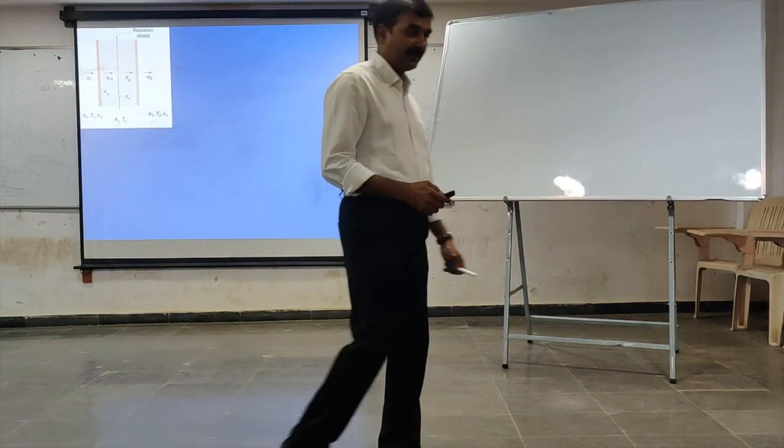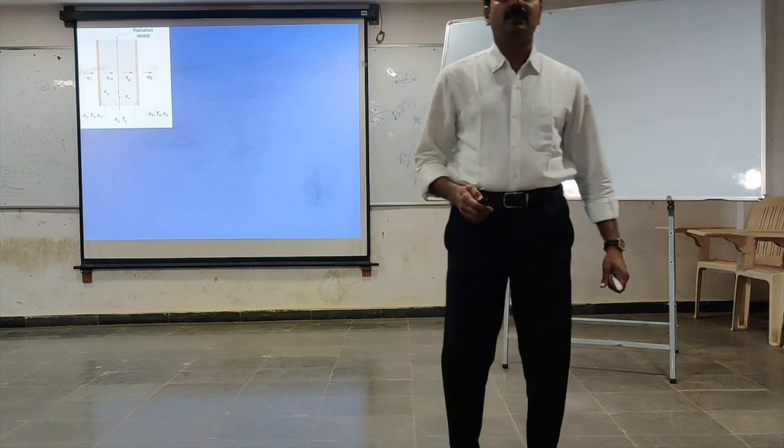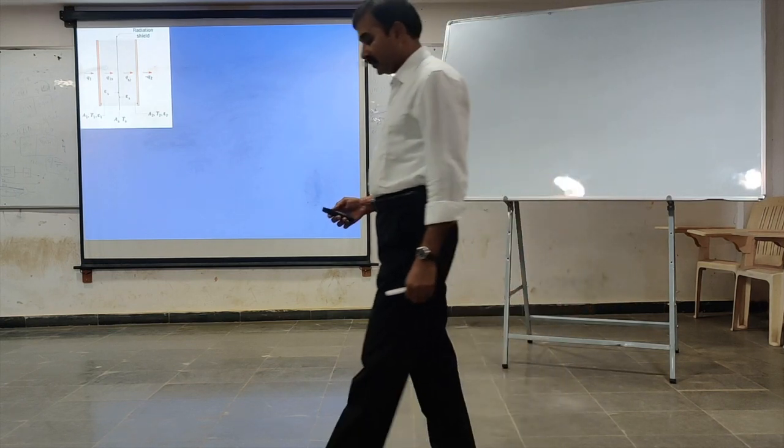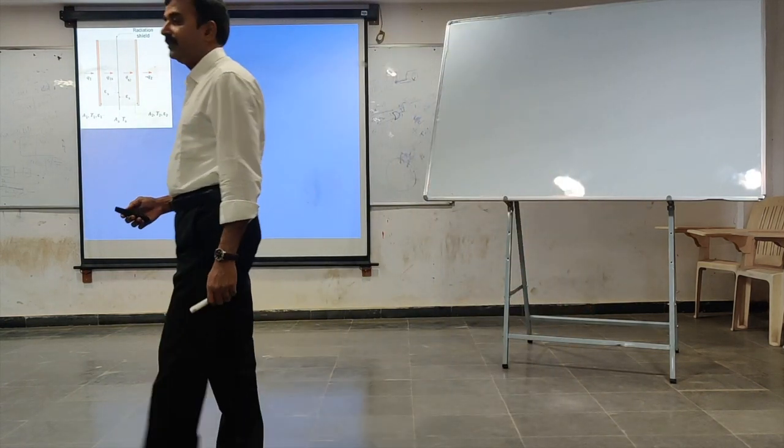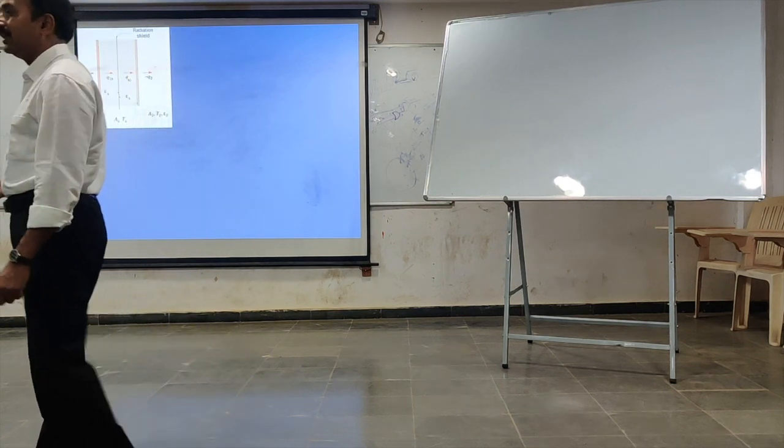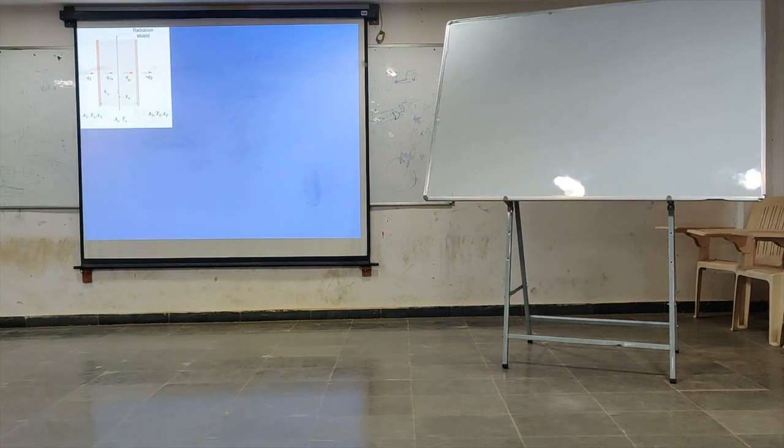Radiation sheets are used to reduce the heat transfer by effectively increasing the surface resistance. That's what we discussed in the previous class. The arrangement looks like this.